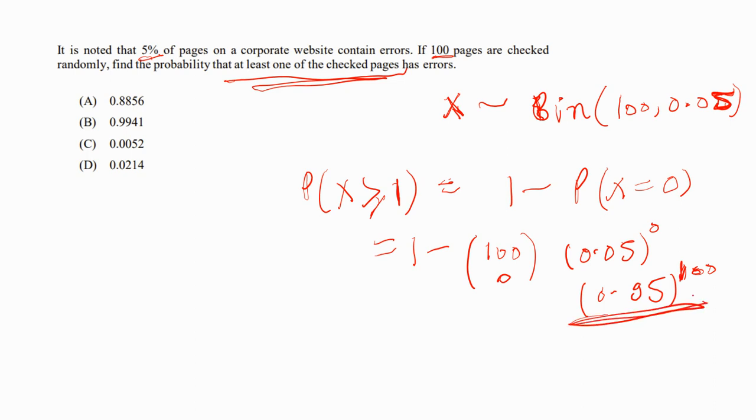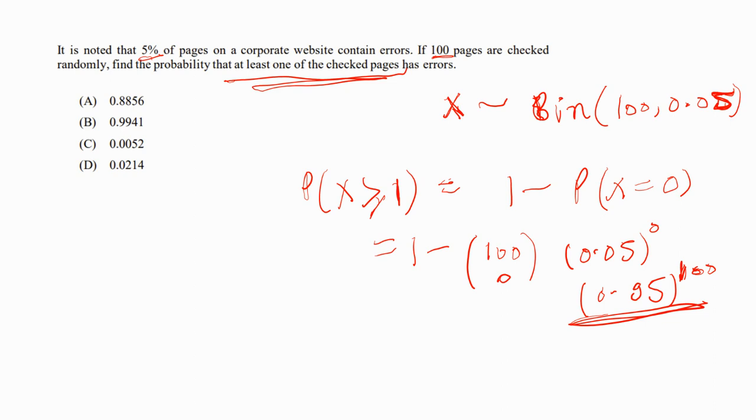Now, this is very difficult to solve, like 0.95 to the power 100. It's not easy to solve this. So, what we do in this kind of question, we approximate it. Okay. So, how do we approximate it? We can approximate it either to Poisson or to normal. Okay. So, for normal, how do we do that?